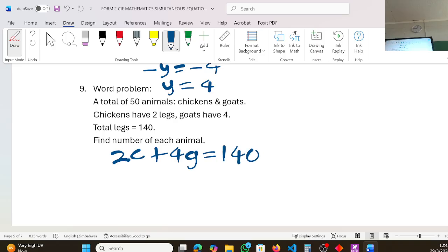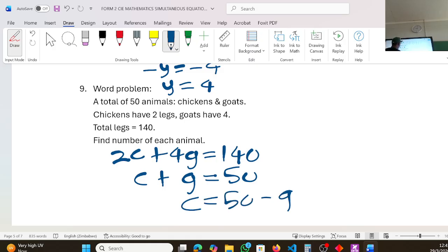And we come back again and say chickens plus goats, the result is giving us 50. Because we used c for chickens, here we are simply saying if we add chickens and goats, the result is 50. Now, we want to do an elimination here. So if we don't mind, we want one coefficient to be the same. Or we can use substitution. When we say substitution, either of the variables, like c here, we can say c is equal to 50 minus g.